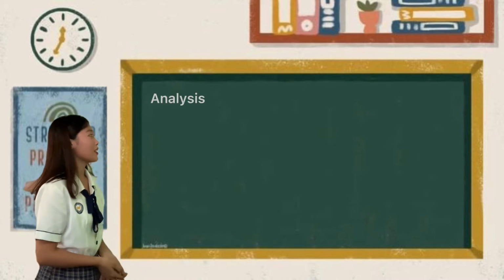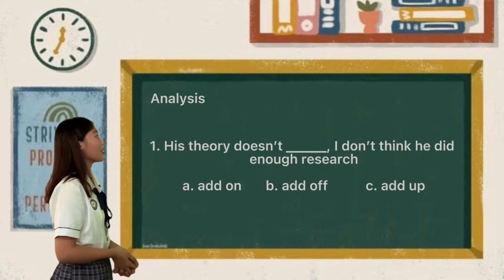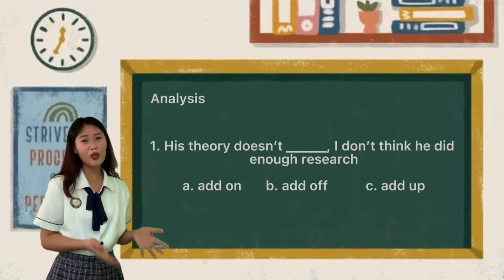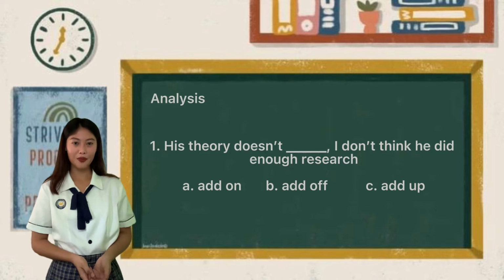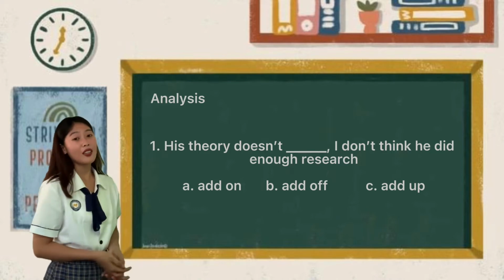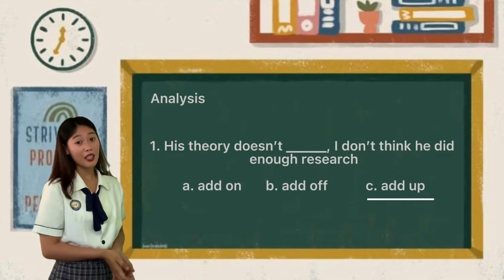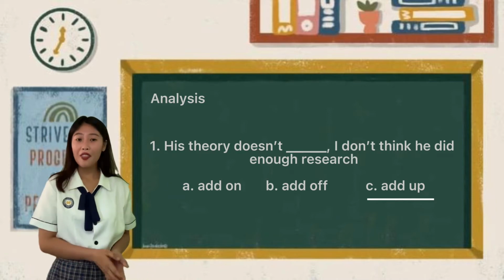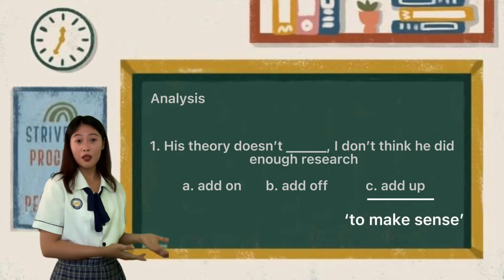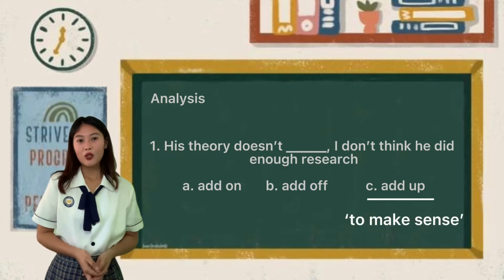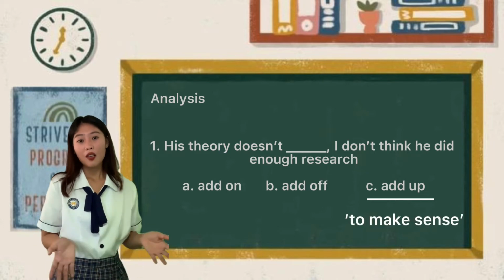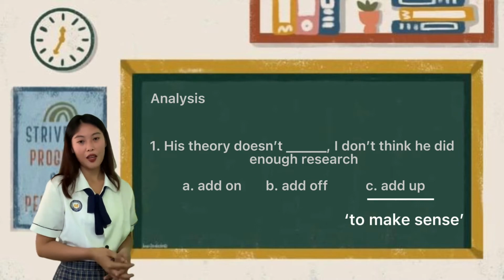Number 1, his theory doesn't blank. I don't think he did enough research. What do you think is the answer there, guys? Yes, the answer there is add up. His theory doesn't add up and I don't think he did enough research. Add up here in the sentence means to make sense, right? So his ideas were not clear or logical.